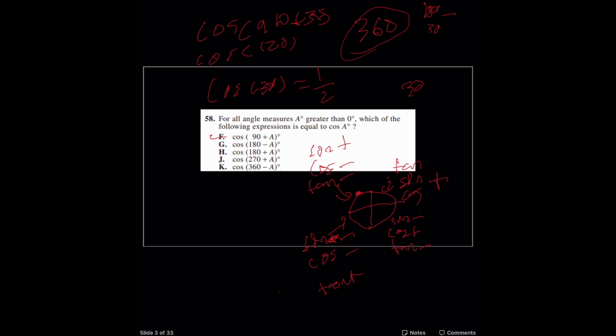So we can literally just cross off every single value that's in one of these two quadrants, the second and third quadrant. We're just looking for a value in the fourth quadrant. So now we have 180 minus 30. That doesn't work either, that's 150. 180 plus 30, that's 210. That doesn't work. 270 plus 30, that's 300.